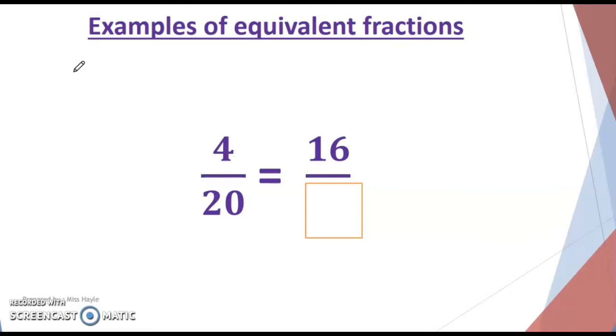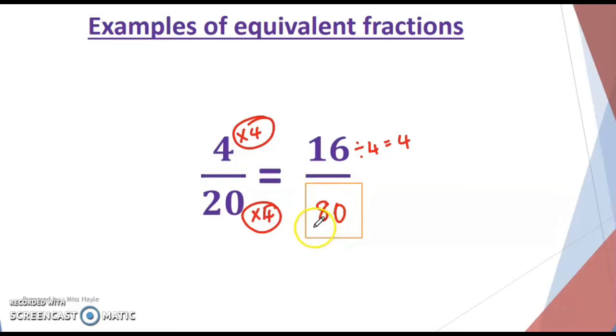Thank you. So here for 16, we are going to divide by 4, and that is equal to 4. So when I look at the information, I'm going to multiply my numerator by 4. That's what they did to get 16. And I'm going to multiply my denominator by 4 also. So 4 times 20, and that is 80. So once you have 80 in the comment section, that means you are correct.